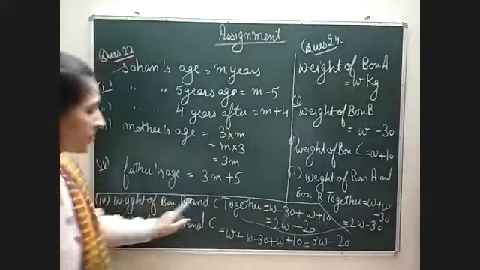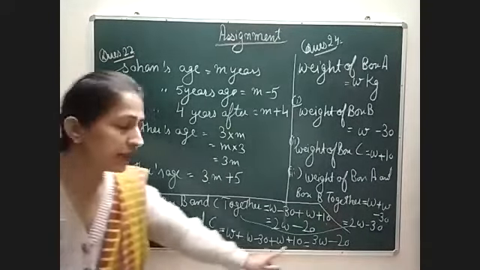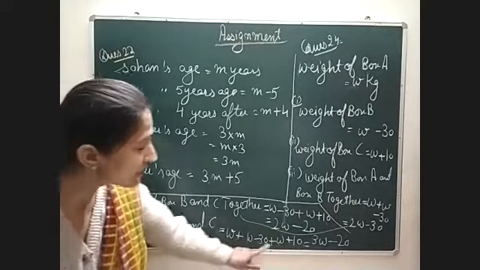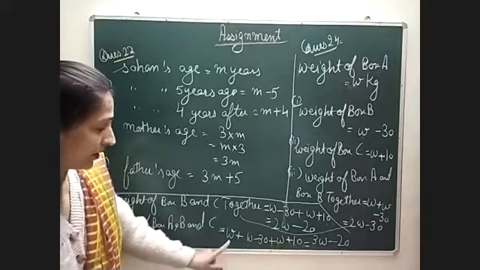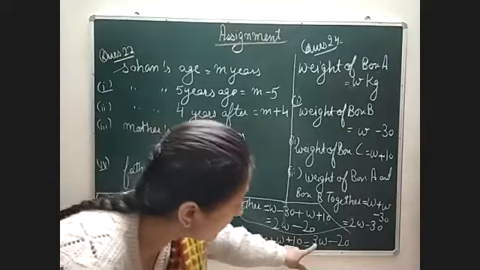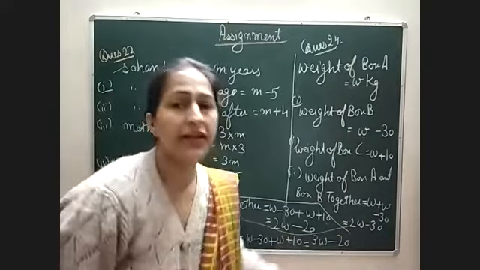So we have got the answers for box B, box C, box A and B together, then box B and C together, then box A, B and C. Here you have to count how many times W has appeared. W is a variable and it has appeared 1, 2 and 3. So I have written 3W and minus 30 plus 10 is minus 20.